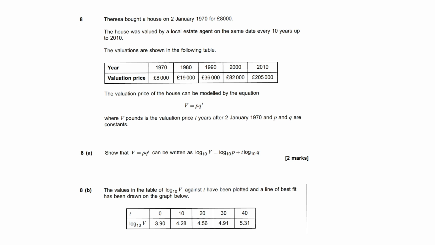It says Teresa bought a house on the 2nd of January 1970 for £8,000, and the house was valued by a local estate agent on the same day every 10 years up to 2010. So it's showing the valuations in the following table, and it's given us a formula for the valuation price, which is V equals P Q to the power of T. So long story short, it wants us to show that the formula can be rewritten as log 10 V is equal to log 10 P plus T log 10 Q.